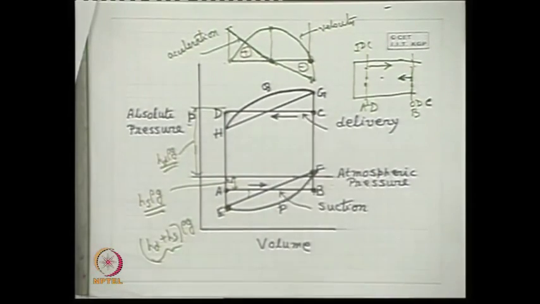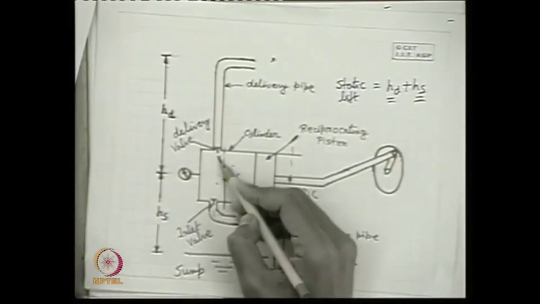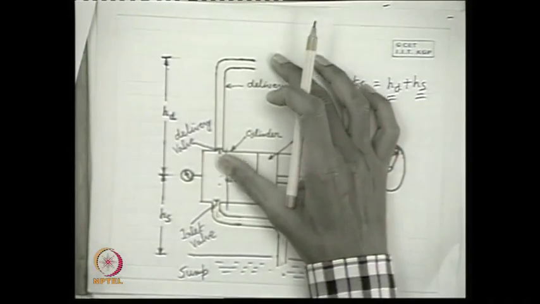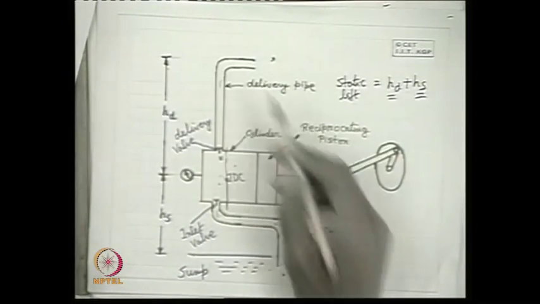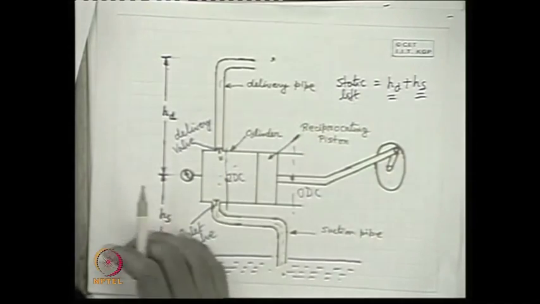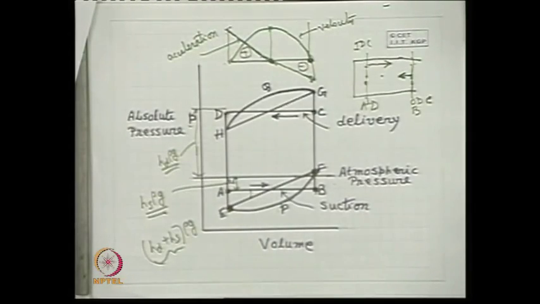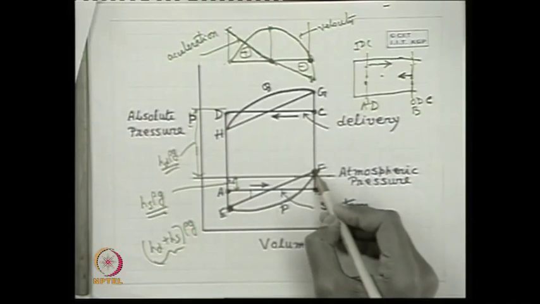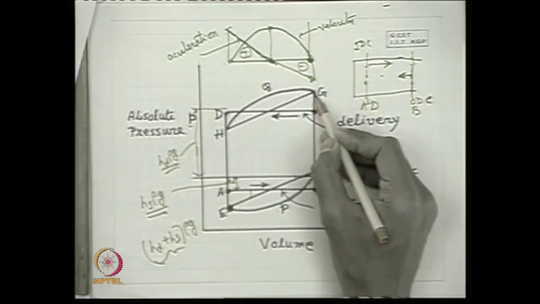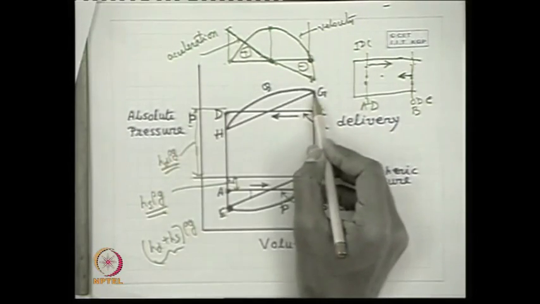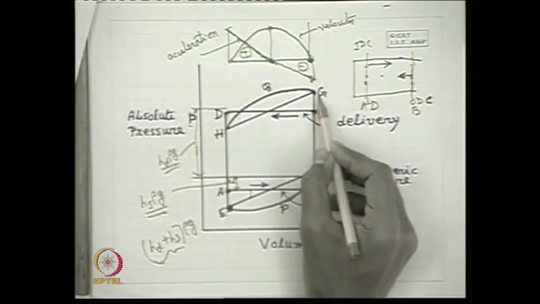Now, this pressure has to be more, because the pressure differential has to be more to provide the acceleration in the first part of the delivery stroke. In a similar fashion as we did for the suction stroke, the delivery point C will be shifted to G, to indicate more pressure within the cylinder.